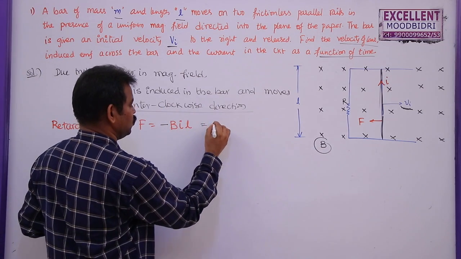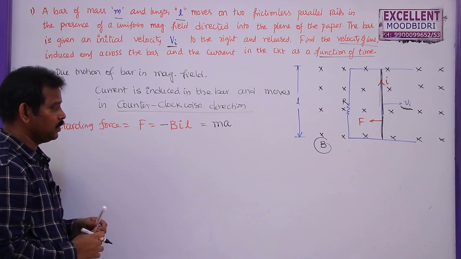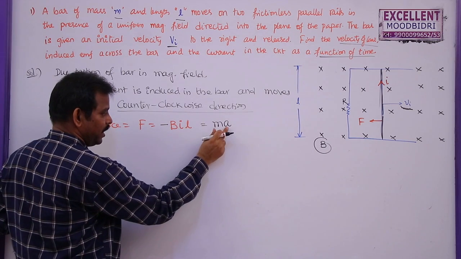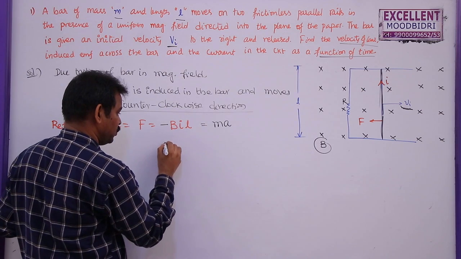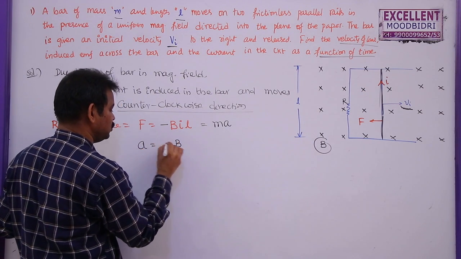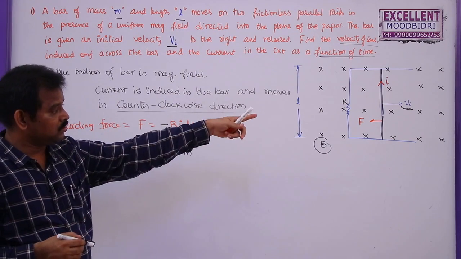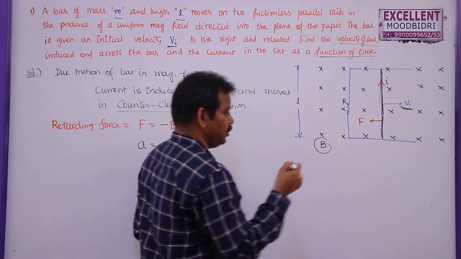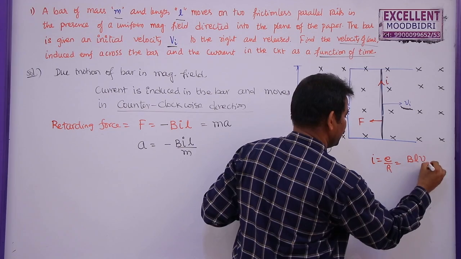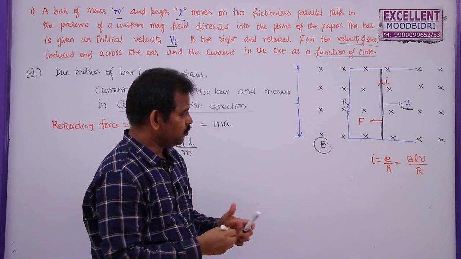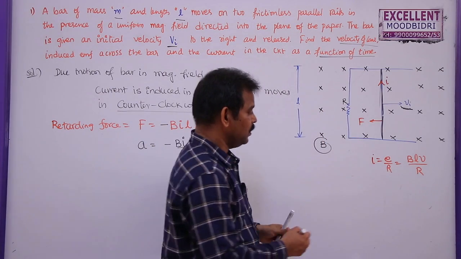This must be equal to the acceleration produced in the bar, A, into the mass of the bar, M. And it is clear from the equation that the acceleration is negative. So A is equal to minus BIL by M. But what is the current induced in this coil? We know that the induced current I is equal to E by R, which is equal to BLV by R, where induced EMF is given by magnetic field B, length of the conductor L, and velocity V. So BLV by R.